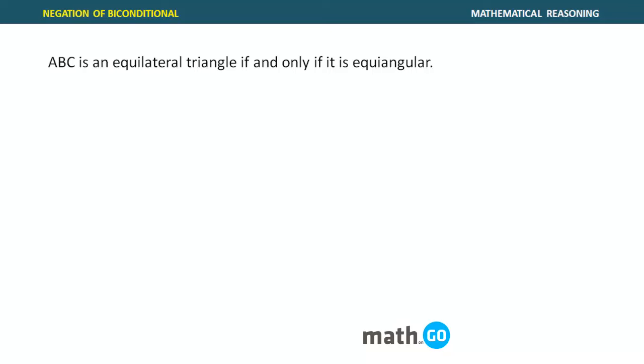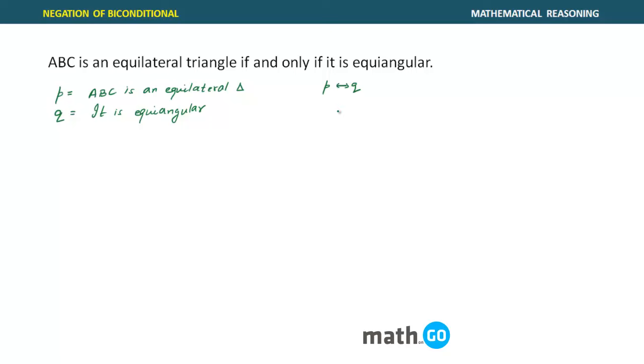So now let's take the negation of bicondition, and this is something very interesting. Let's say P is the condition which is given: ABC is an equilateral triangle, if and only if, so that means this is a bicondition. Q is the condition: if it is equiangular. So what do you mean by equiangular? It is something which has equal angles, if it is equally angular.